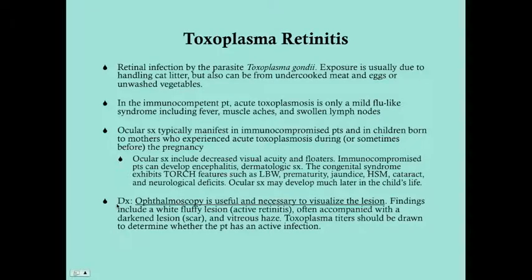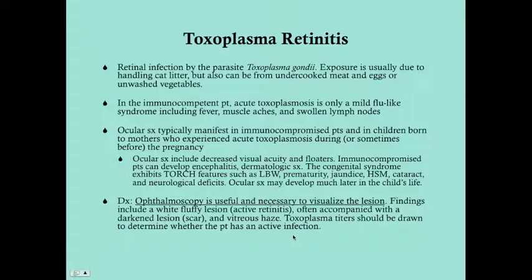For diagnosis, whether this is the immunocompromised patient or the baby with suspected congenital toxoplasmosis, ophthalmoscopy, referral to an ophthalmologist is going to be necessary to visualize the lesion. Typically, what we see with Toxoplasma retinitis is this white fluffy lesion, which is the active retinitis, and a lot of times this is accompanied with areas of scar tissue, which is where the retinitis was, but has since died and has left a scar. So you'll see these white fluffy lesions with these scars, and these scars are usually a little bit darkened, kind of grayish, blackish, greenish in color. And then there may be vitreous haze, and that haze is just debris in the vitreous fluid.